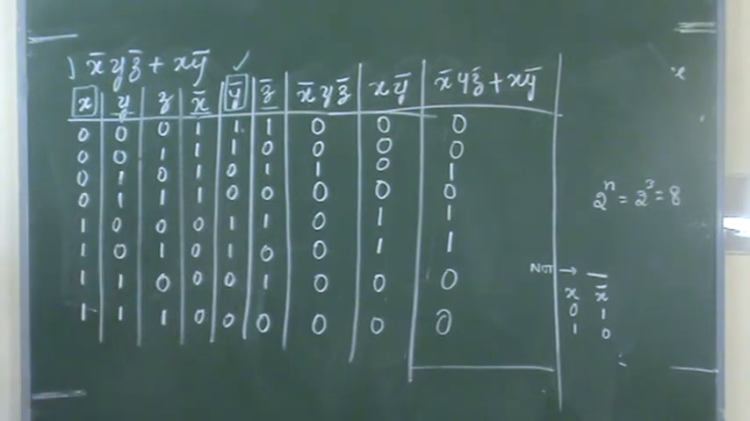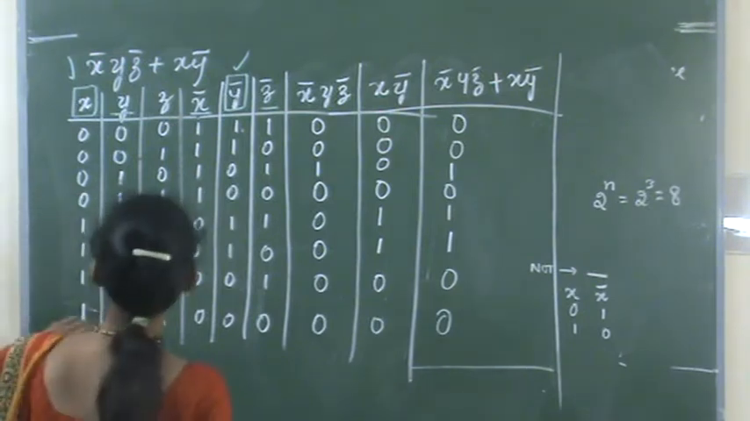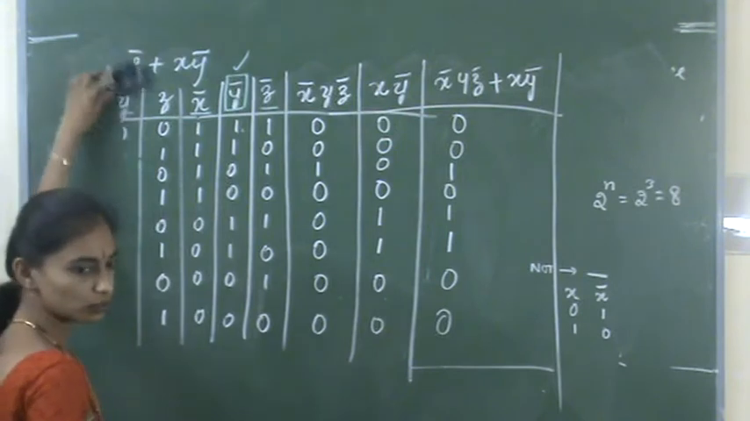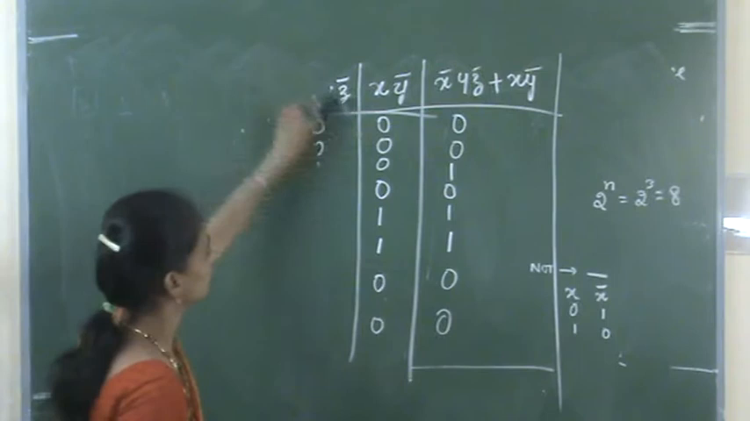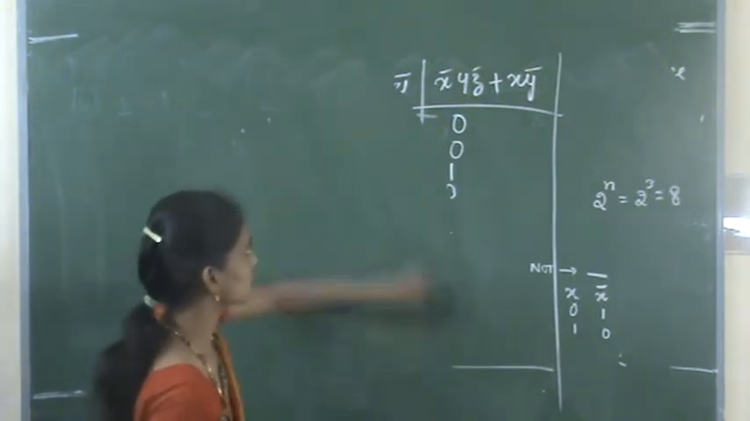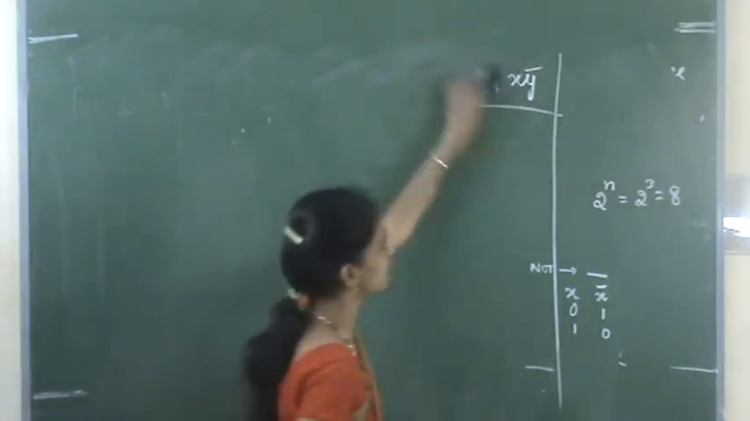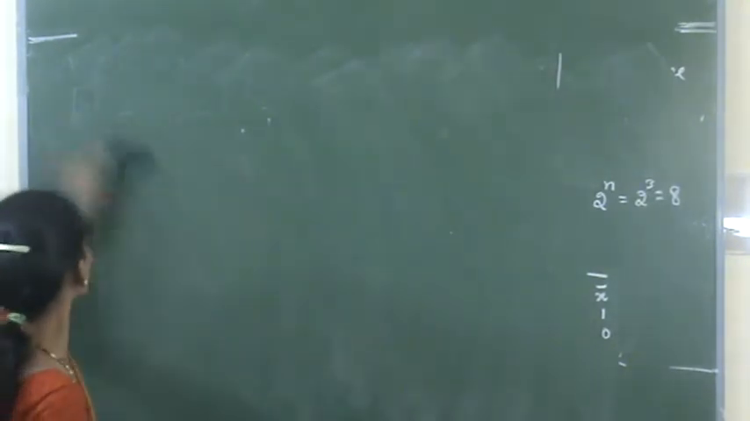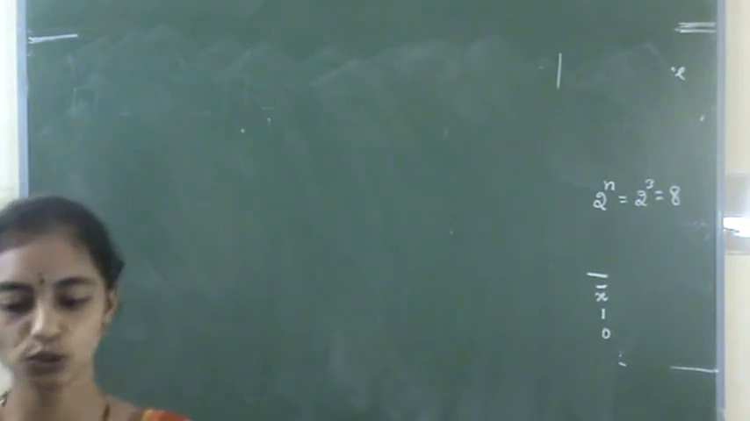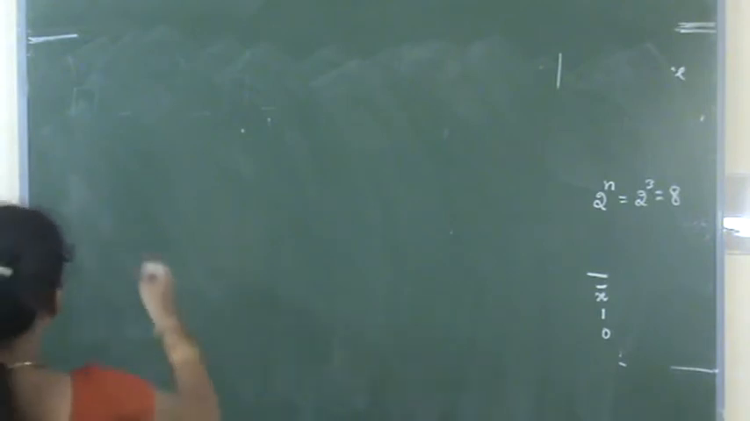So next we will go for another topic. I hope you people will understand this, how to write a truth table, right? So you will practice 5 or 6 tables, you will understand. Okay. So next we will go for basic logic gates.